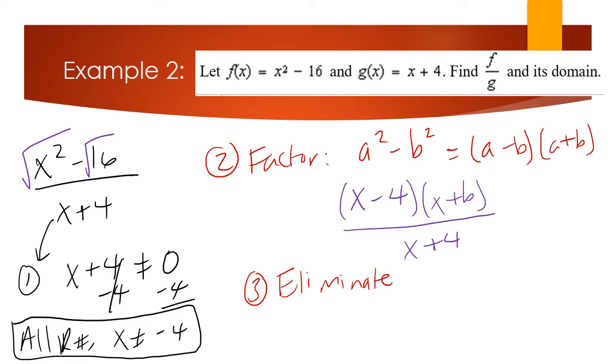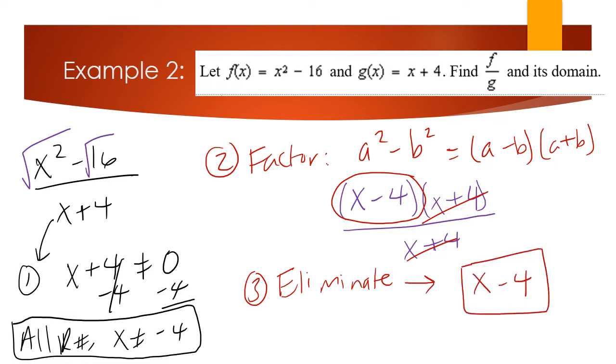Okay? So when we eliminate, what do the numerator and denominator have in common? The numerator and denominator both have x plus 4 in common. So that gets eliminated. And what you're left with is your answer. So after we eliminate, we're left with x minus 4. So our answer is x minus 4.